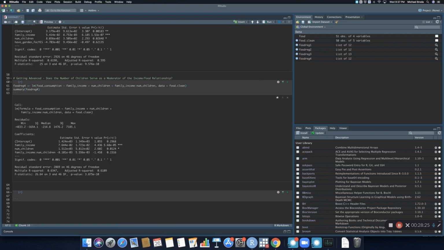And the last thing I'm going to show you is how to use the Stargazer package, which is super cool. Let's see if I can paste this in here. I love this part about R because it is so easy to summarize your results.